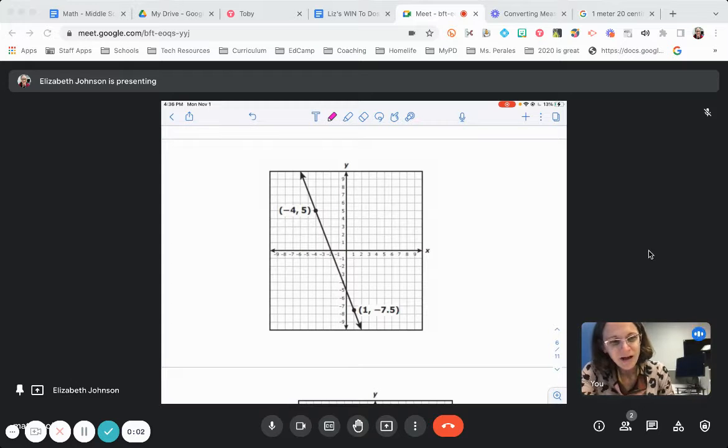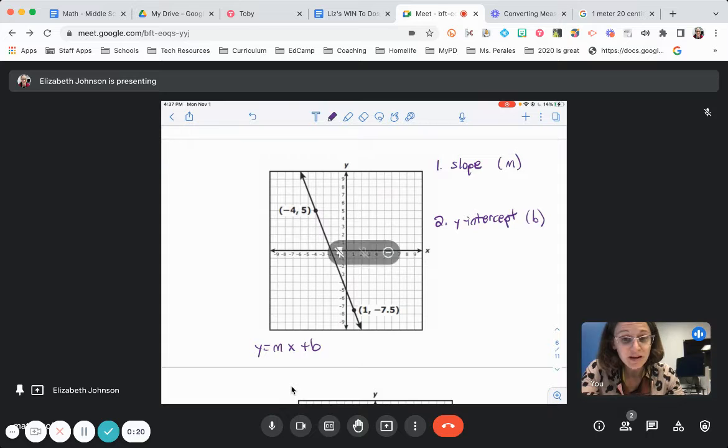So now let's talk about how to write the equation of a line from a graph. There's really only two steps that you need to follow. You need to know the slope and you need to find the y-intercept. Once you have the slope and the y-intercept, you can use slope-intercept form to write the equation of that line.